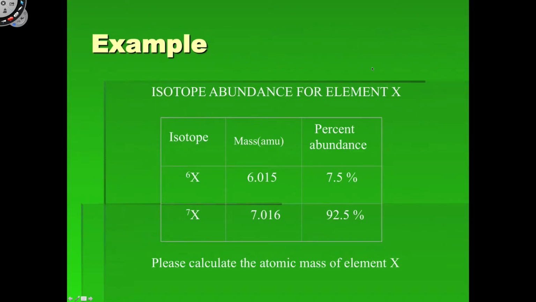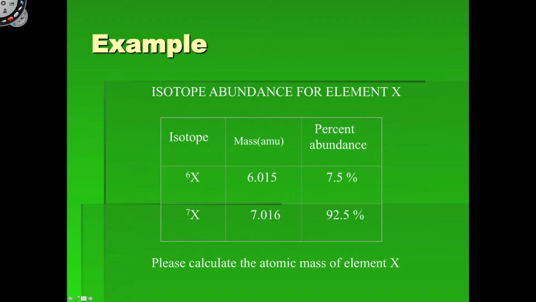Well, let's take this example. All right. The isotope abundance for element X. Now, element X is an actual element, but we're keeping it secret so that we can do this problem to figure out the value. All right, so it has apparently 2 isotopes, X6 and X7. Now, you'll notice the Z value is absent because if I gave you the Z value, you'd already know what element it is, so I left this blank.